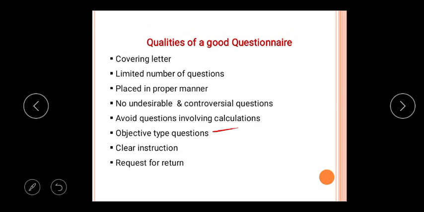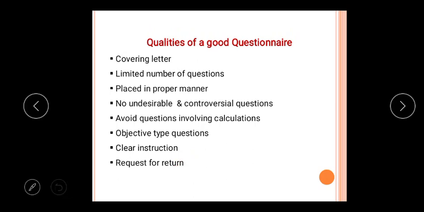Dear students, a questionnaire must show clear instructions for filling in the form. It should provide necessary instructions to the informants. For example, the questionnaire should specify the time within which it should be sent back and the address to which it should be sent. Students, lastly, informants should also be requested to return the questionnaire within a specific period of time.